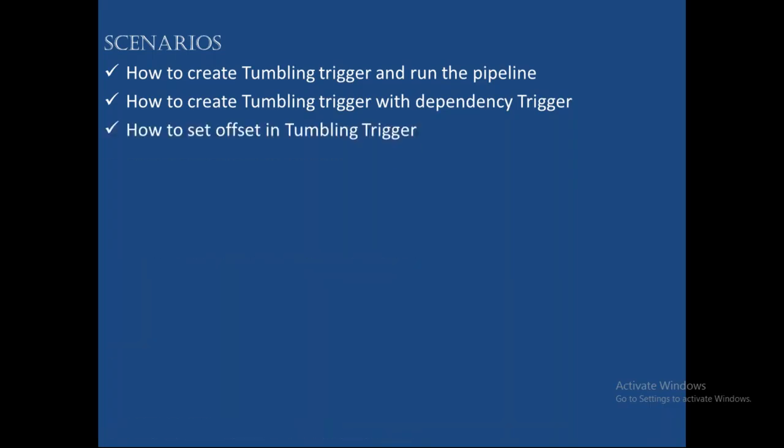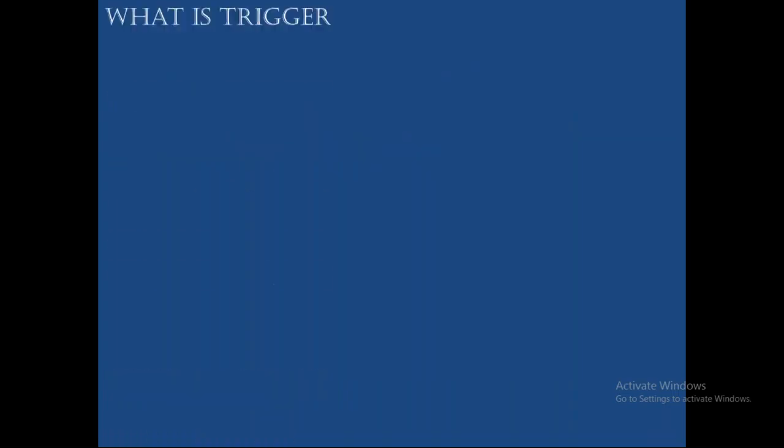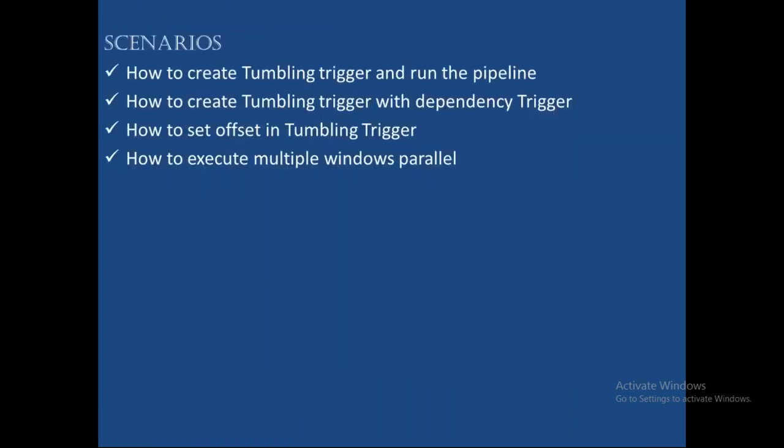Next, how to set an offset in a tumbling trigger. I will tell you what offset means. I will discuss it with graphs, some kind of a visual, so that you will have more clarity. Next, how to execute multiple windows in parallel. We have a direct configuration we have to set. Once you understand the windows, you just have to set the concurrency, whether it is 2 or 3. Those are the 4 scenarios we are going to cover in today's lab.